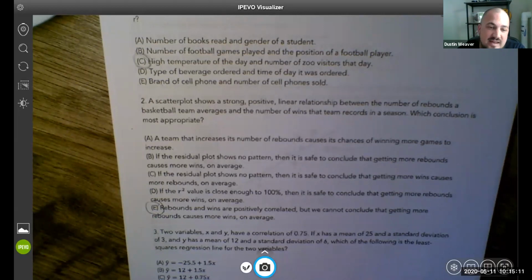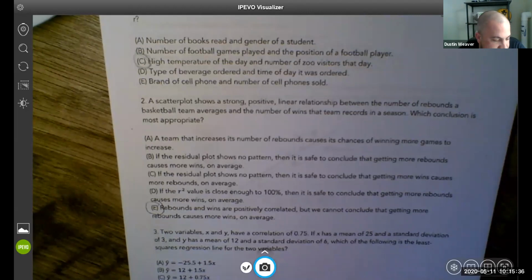So this is kind of the same thing. Rebounds obviously have a positive relationship with the number of wins, and the better your team rebounds, then more than likely the better they're going to win, and maybe the better they do at other things. But rebounds and wins are positively correlated, but we cannot conclude that getting more rebounds causes more wins. So the key word here was causes.